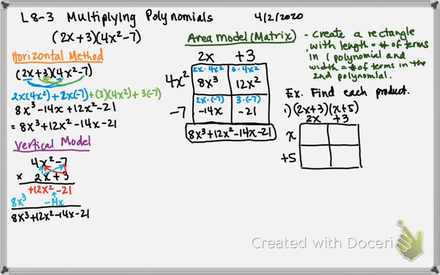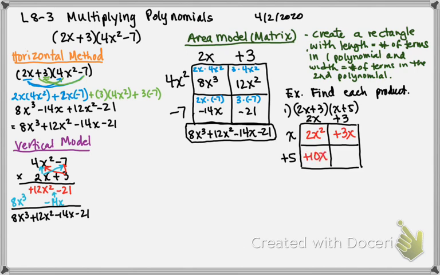So in my head. So in this box, the top, upper left, I have 2x times x. That's going to give me 2x squared. And then to the right of that, I have 3 times x is going to give me a positive 3x. At the bottom, I've got on the left 2x times 5 is going to give me a positive 10x.